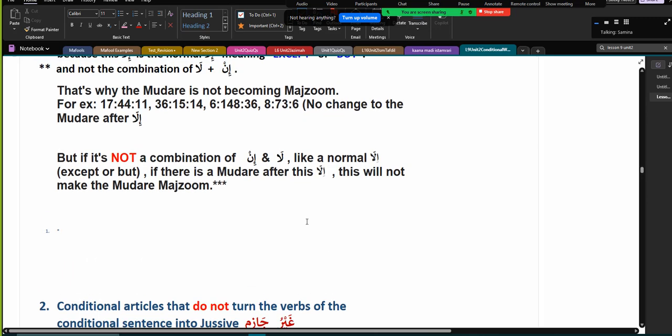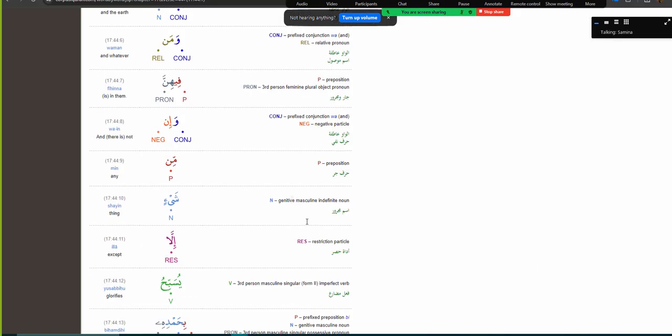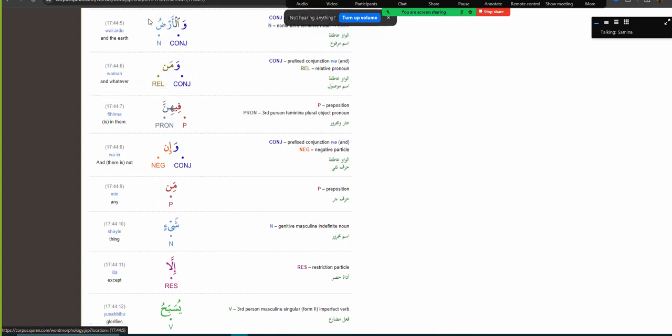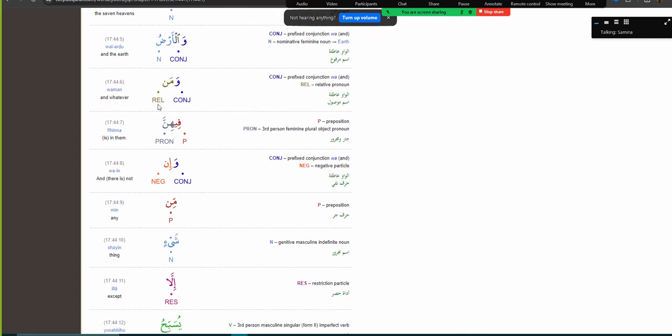And we can take examples of this illa. Man fihinna, and whatever is in them. This man is not a conditional article. What type of man is this? We also learned the man, the relative pronoun, in unit 1, right? Yeah. And this whatever is not a conditional. Why? Because in a conditional sentence there should be a shart and a jawabu shart, but there's no condition here, right? And whatever is in them. So this is a relative pronoun, that is ism mausul.